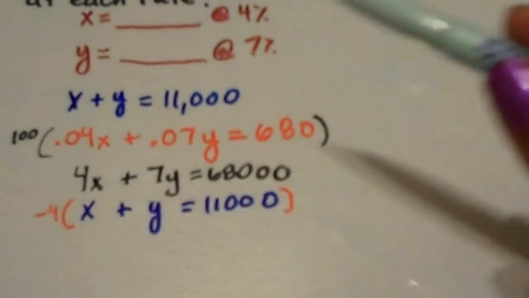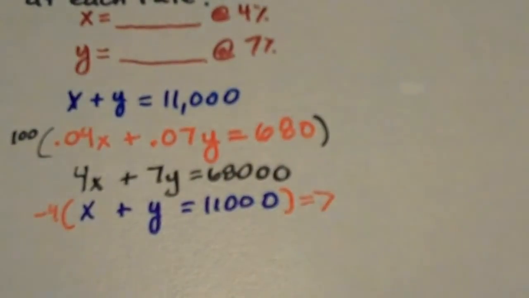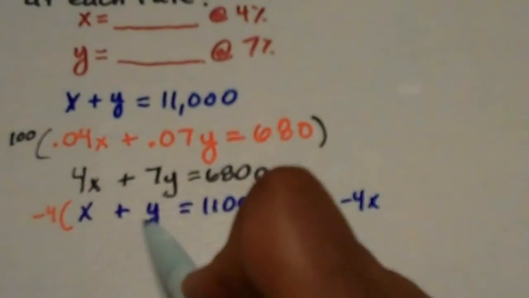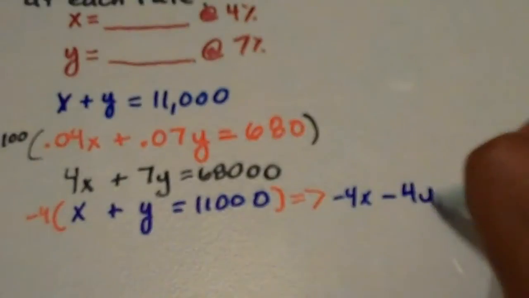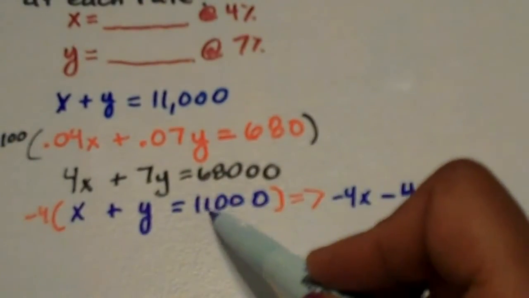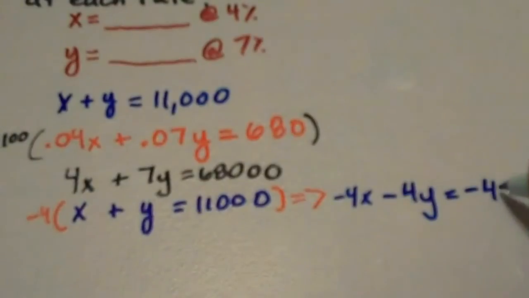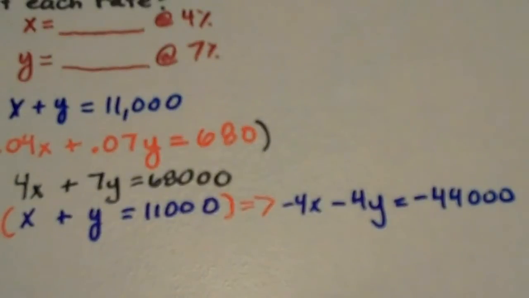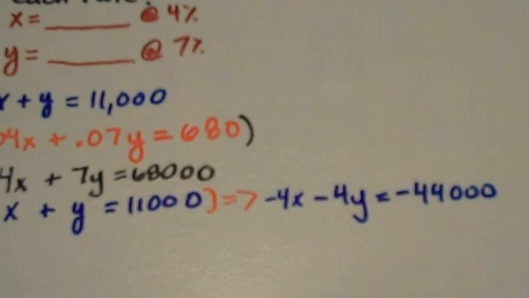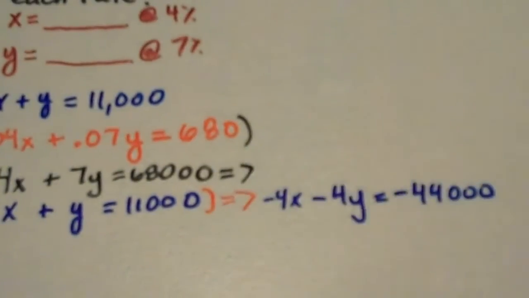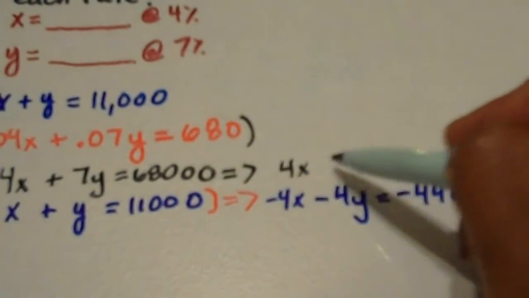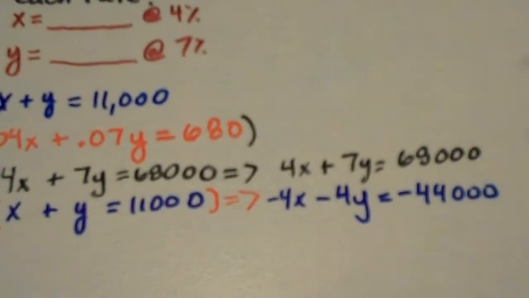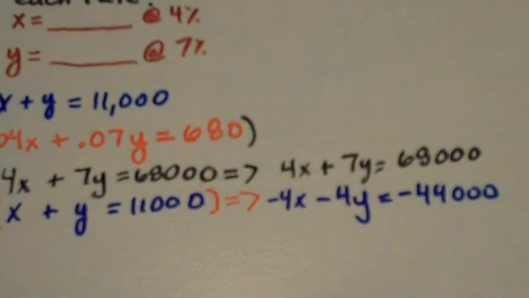So we have -4 times x is equal to -4x. -4 times y is equal to -4y. And -4 times 11,000 is equal to -44,000. So we're going to use that with the other equation that we have, which remains unchanged. We're just going to write it right on top. So we have 4x plus 7y is equal to 68,000.